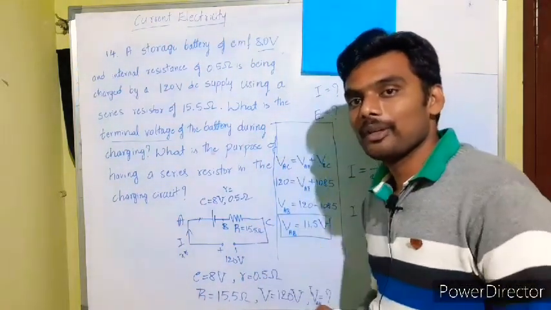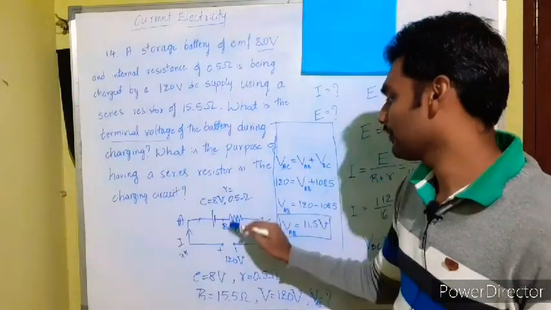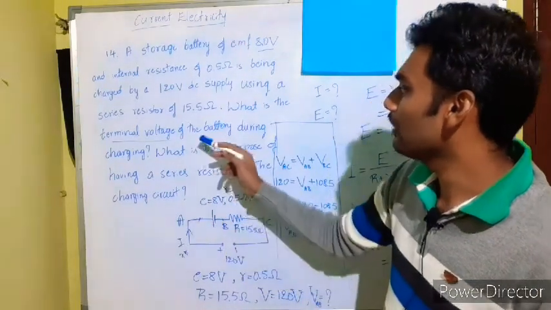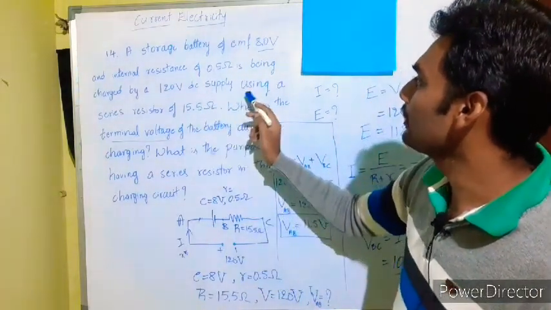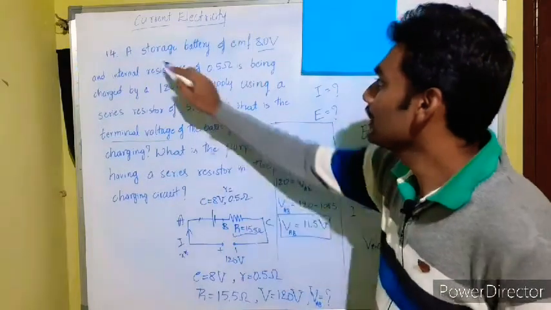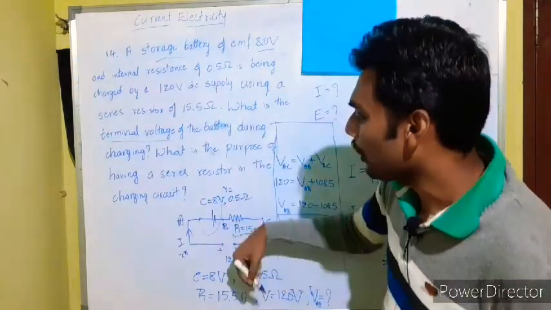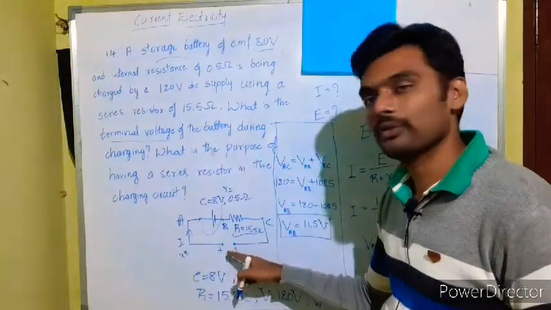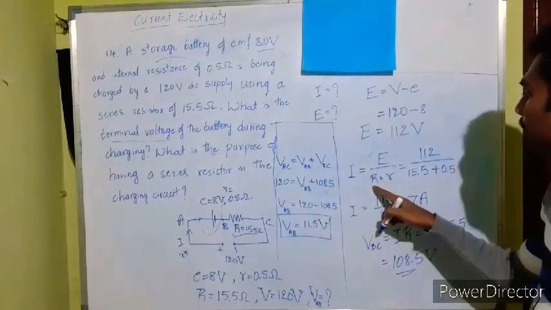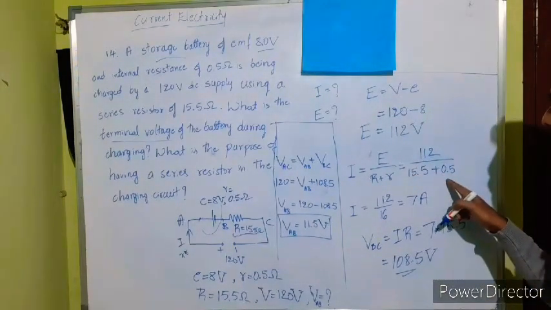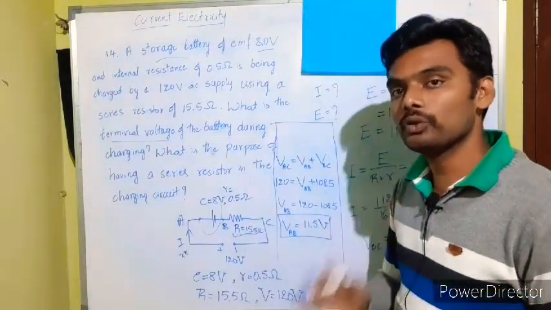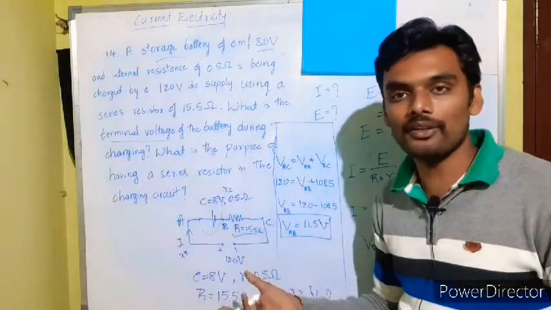The reason being, in the absence of this external resistance, the battery will draw huge current from the source. Because from this, if you make capital R equal to 0, then what happens is 112 by 0.5. What is 112 by 0.5? 224 ampere of current. That much current is too high to charge a battery, and the battery will get damaged. We don't want that.